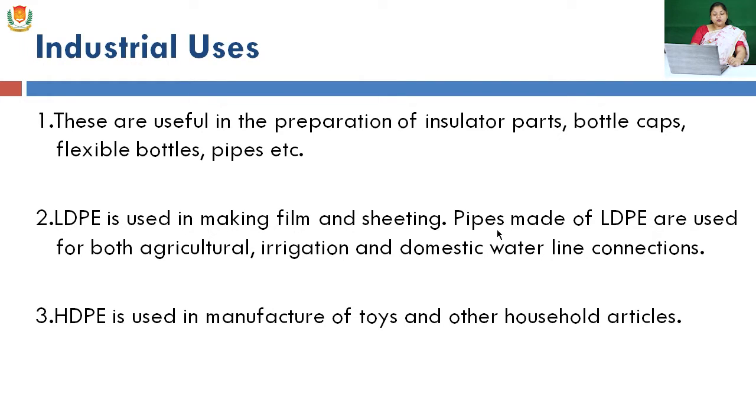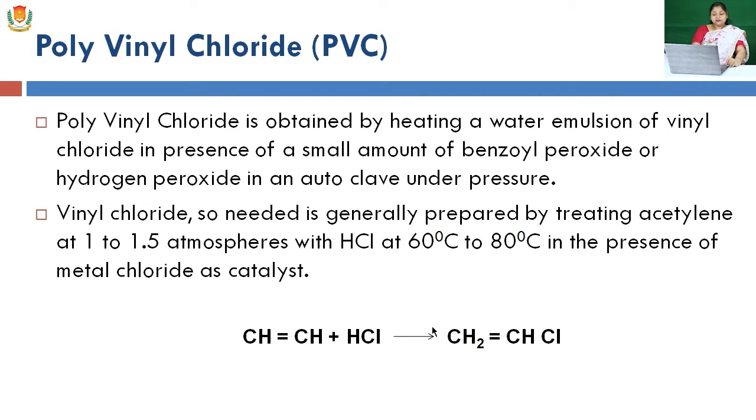The industrial uses of polyethylene are, they are very useful in the preparation of insulator parts, bottle caps, flexible bottles, pipes, etc. LDPE is used in making films and sheets, and pipes made of LDPE are used both in agriculture, irrigation and domestic water line connections. HDPE is used in manufacture of toys and other household articles.